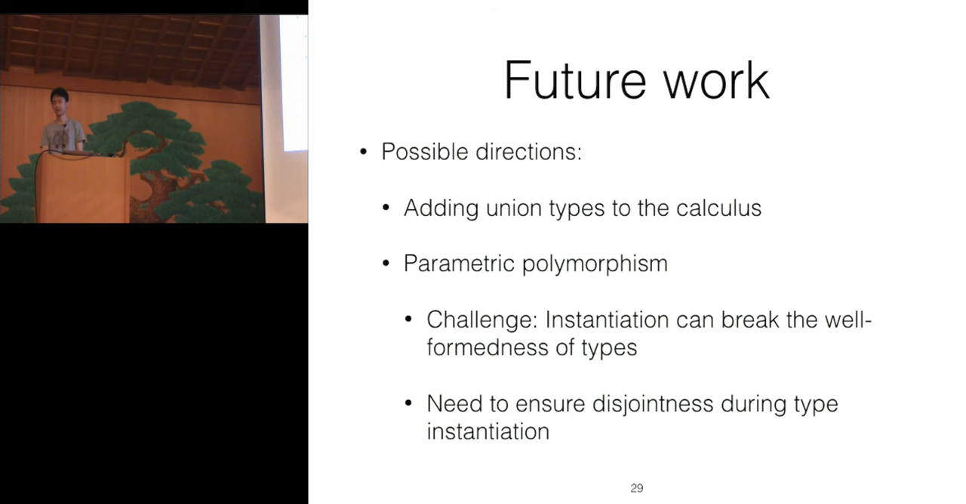So there are many directions for future work. Currently, we are considering adding union types to the calculus, so it will become even closer to Dunfield's calculus, but enjoy the property of coherence. And also, one area is naturally parametric polymorphism. But the challenge is that instantiation can break the well-formedness of types, because in parametric polymorphism, there's a type variable, and you do not know beforehand if a type is really good or not.